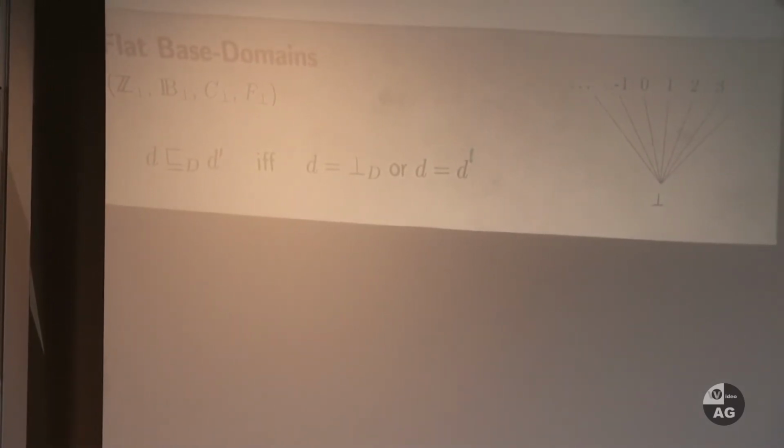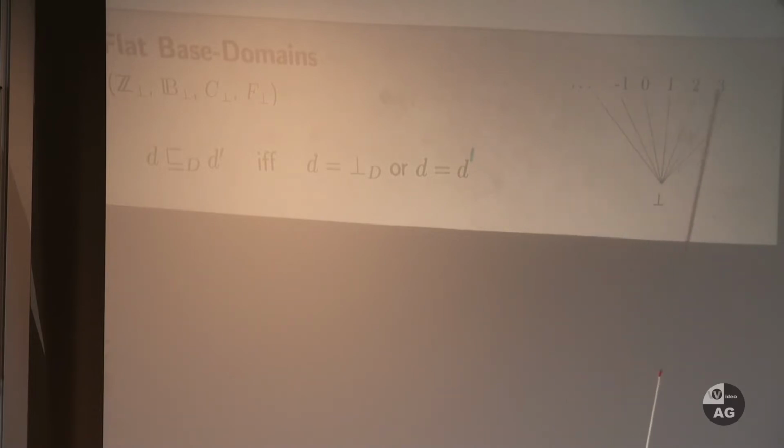So it looks like this. The meaning of this picture should be the following. These arcs should indicate less defined. So bottom is less defined than 0, bottom is less defined than 1, bottom is less defined than 2, and so on. And these things are incomparable.